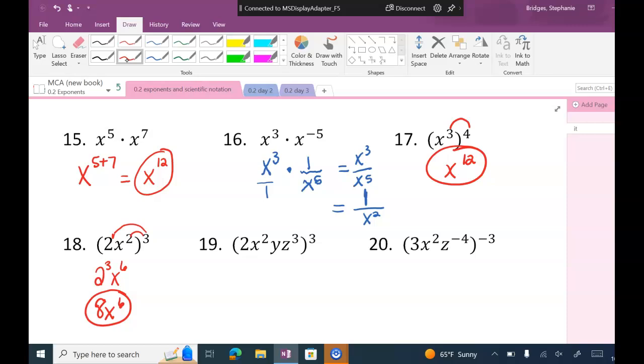And then the only thing I can do, I don't have a fraction to simplify, but I can evaluate what is 2 to the third. 8. And so I would write it as 8, x to the 6th, y to the third, z to the 9th.